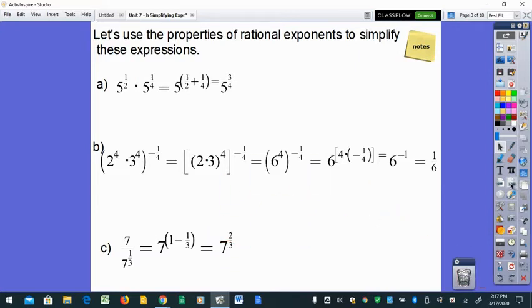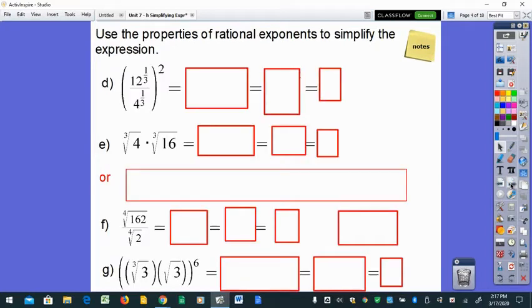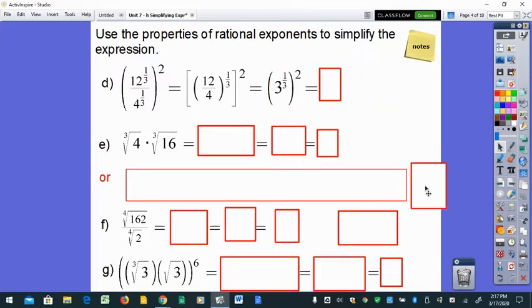Let's take a look at some other problems here. So as I go to the next one, I again notice that these two bases of these two powers share the same exponent. So I'm going to put that 12 over 4, to the 1/3. So I'm going to have to square it in a minute. And I notice right away that 12 divided by 4 is 3. Again, just trying to simplify this as best I can. And when I raise a power to a power, I'm going to multiply these exponents, and I end up with 3 to the 2/3.